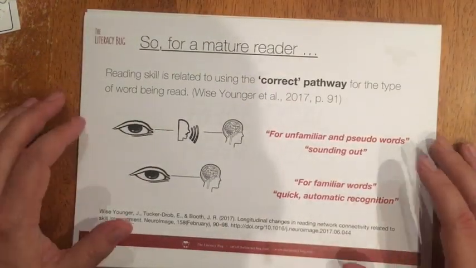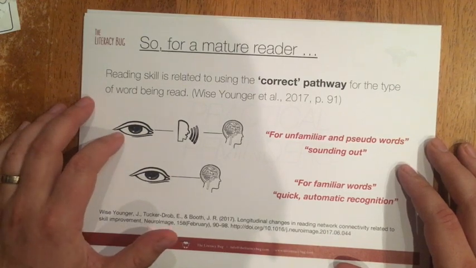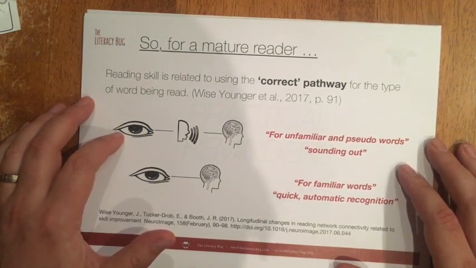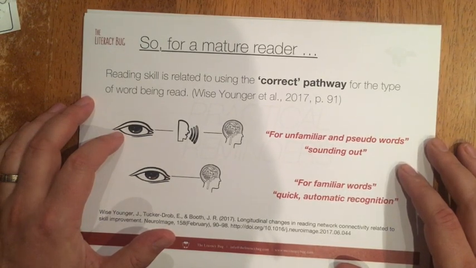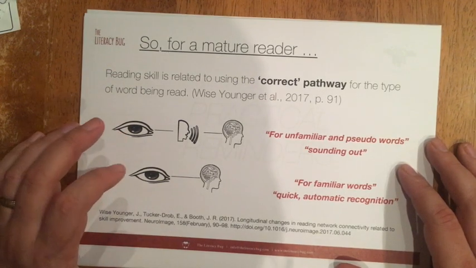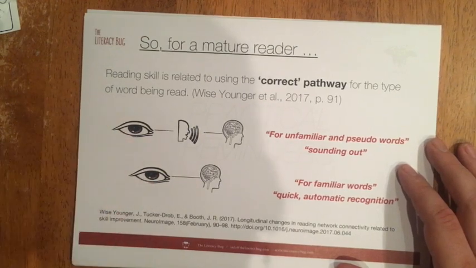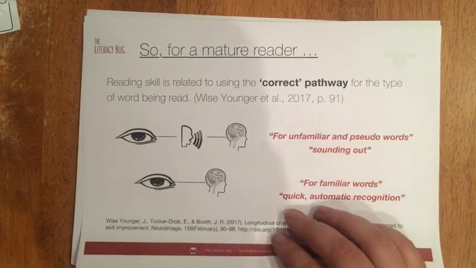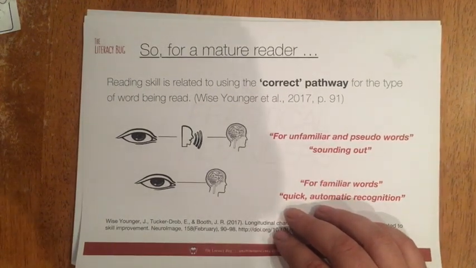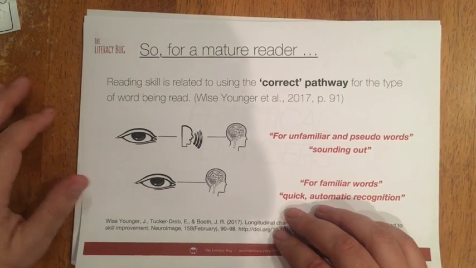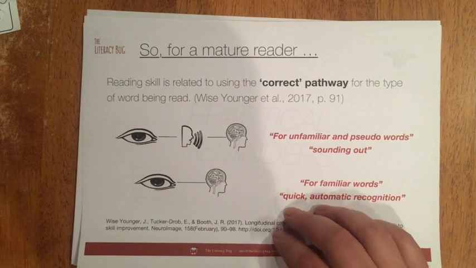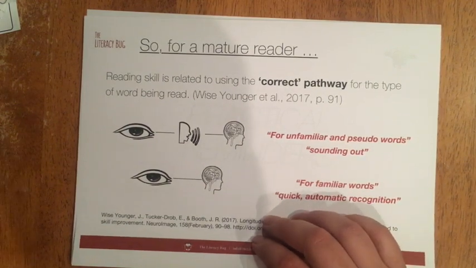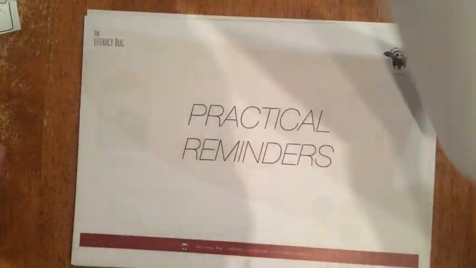So for a mature reader, when they encounter an unfamiliar word, they're applying all those skills that you would develop through word sorts. They're sounding it out based upon the rules that they've experienced, and to get to the correct pronunciation. However, for words that are familiar, it's quick automatic recognition. They're not putting any thought, they're not sounding it out, they're recognizing that word. They may be sounding it out subconsciously, or so rapidly they're not aware of it, but not in a manner if it's an unfamiliar word that they have to stop and deconstruct.